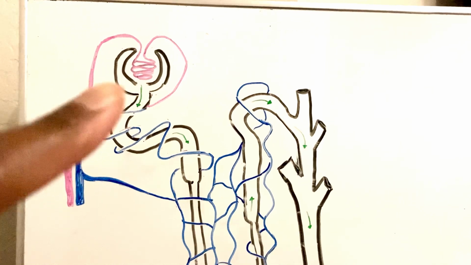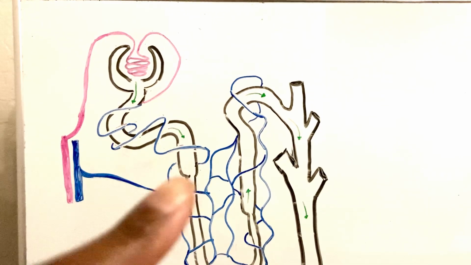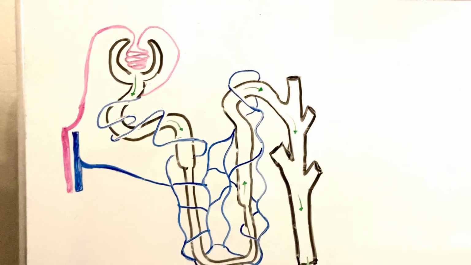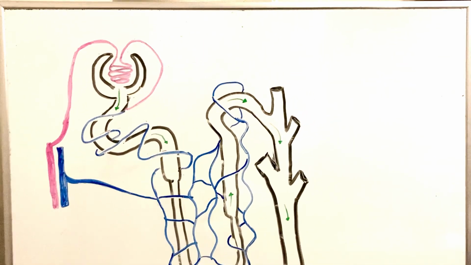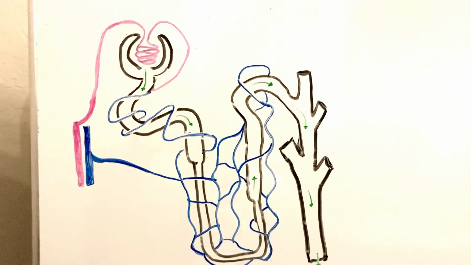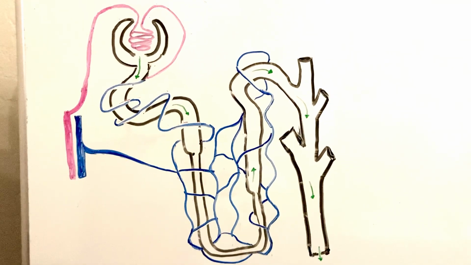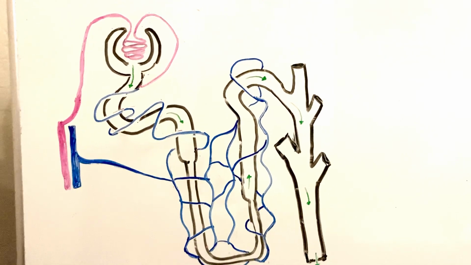So once filtrate enters the proximal convoluted tubule, we go into reabsorption. And reabsorption is when the body takes back any useful substances like glucose or amino acids or sodium or water.